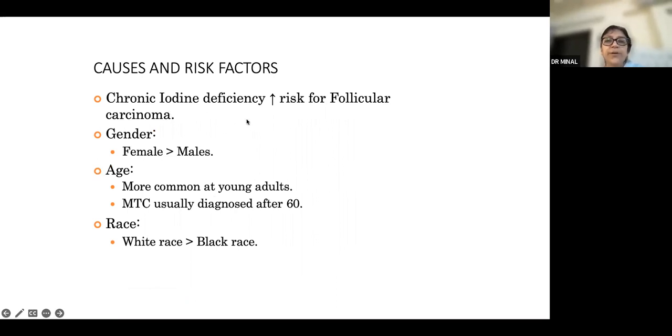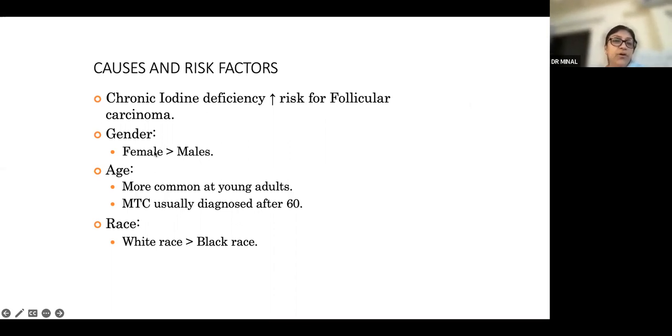Other reasons being iodine deficiencies, which increase the risk of follicular carcinoma. So now this is interesting. Chronic iodine deficiency will lead to follicular hyperplasia or enlargement, leading to follicular adenomas. And these follicular adenomas at times progress into follicular carcinomas.